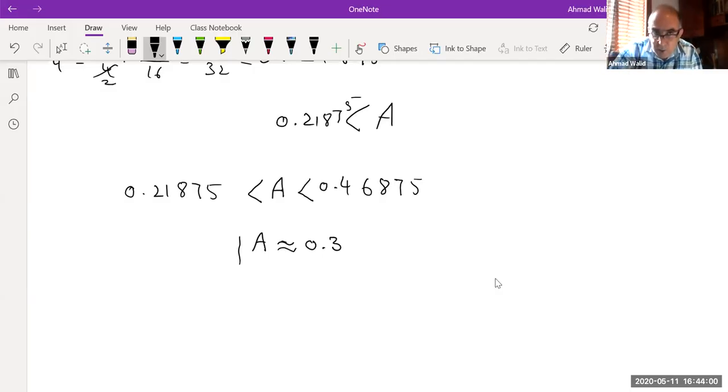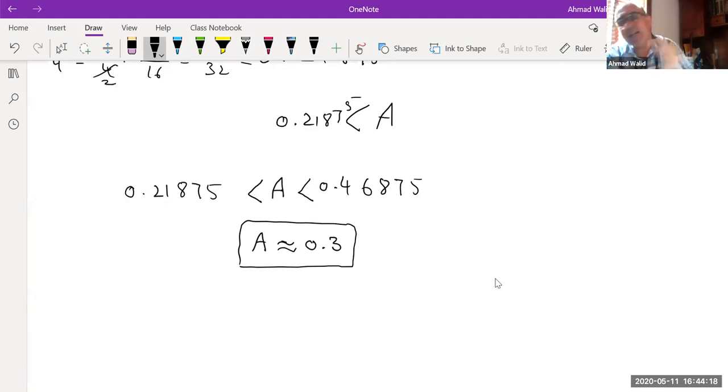This is how you estimate the area under a curve and bounded by the x-axis using the rectangle method, correct? You're just using the formula for the area of rectangles and you add all of them. Question?